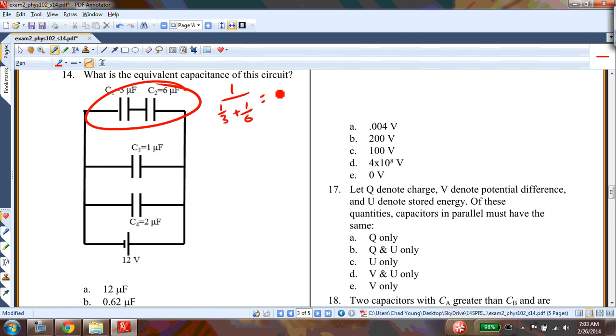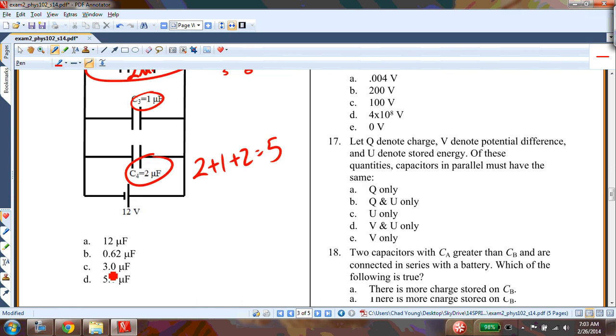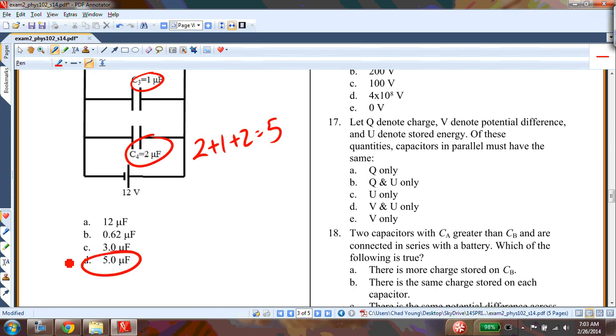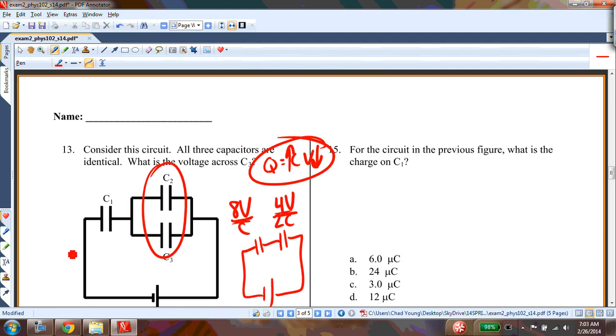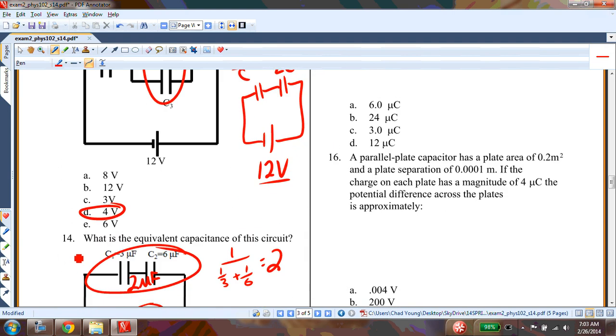That's 1 over 2, 6 plus 1, 6. That's 1 over 3, 6, which is equal to 2. And then we say this capacitor, which is now 2 microfarads, plus this one and plus this one, that's 2 plus 1 plus 2, which is equal to 5 microfarads. So number 14 is D. And then what is the charge on C1?